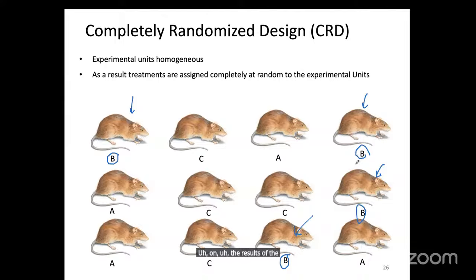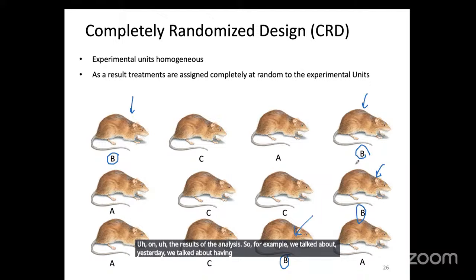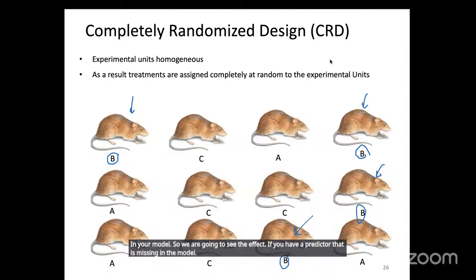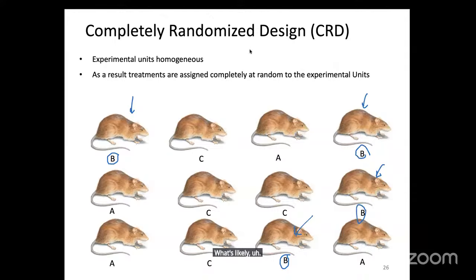and we are going to see the effect of the choice of a model on the results of the analysis. So, for example, yesterday we talked about a situation where you think some predictors may be missing in your model. So we are going to see the effect if you have a predictor that is missing in the model. What's likely to be the effect of that?